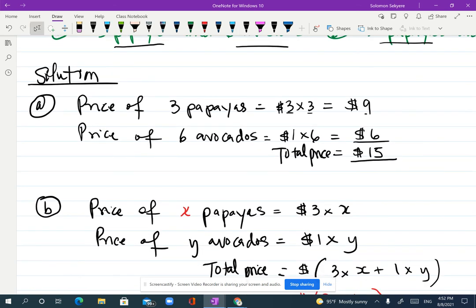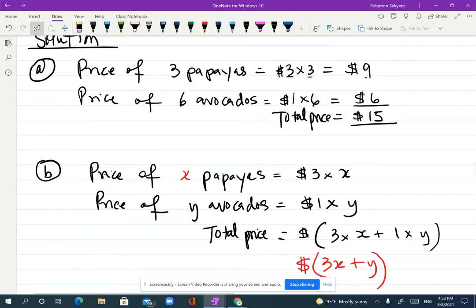So the price of X papayas. This X here is different from this X. This is the multiplication sign. This is X. So don't confuse the two. As you move up in math and into algebra, we will stop writing the multiplication sign. So just pay attention.